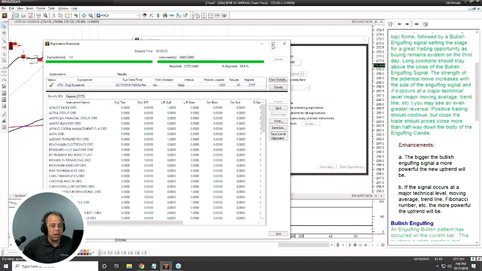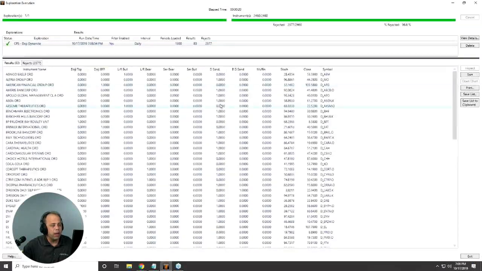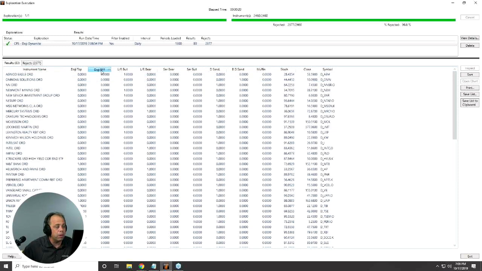I'm going to go ahead and make it a bit full screen for you. And what you're going to see here are the different columns. So this is Doji at the top, Doji best friend, left right bull, left right bear, series of bull, Doji sandwich, the muffin, what the stochastic value is reported in this last column, as well as the close. For me personally, I've already said one of my favorite patterns is the Doji best friend. So if I wanted to identify which of these stocks that are left have a Doji best friend, all I'm going to do is sort on this column, okay?